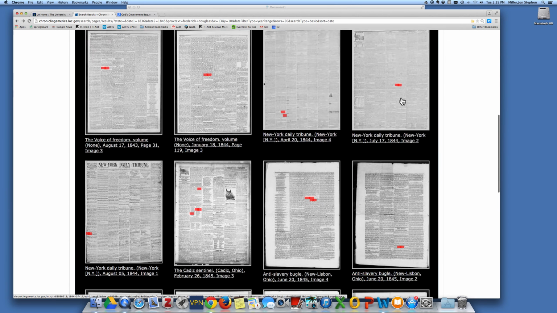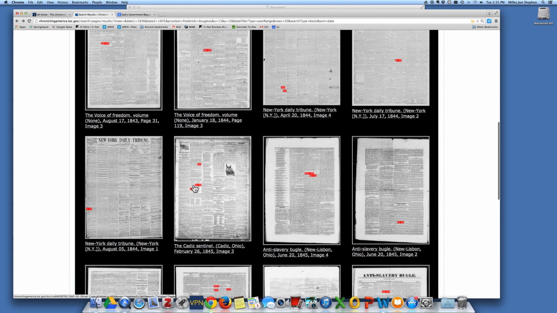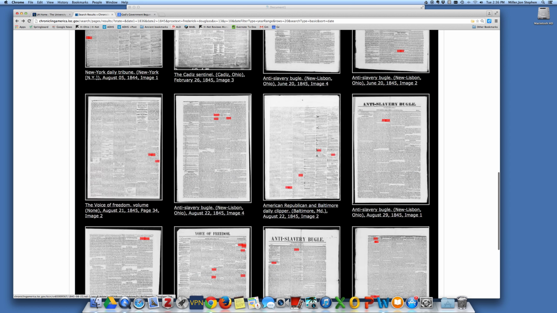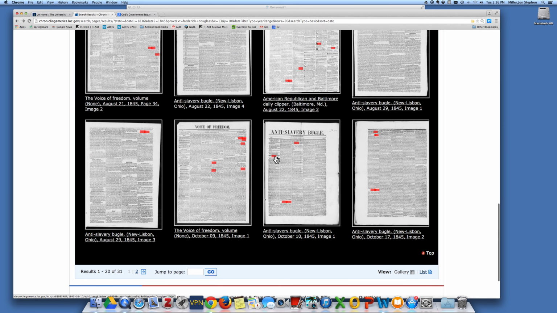What I'm doing right now is browsing, and when you see these little red areas here, it's showing me where on the page Frederick Douglass's name appeared. Okay, so like here's in here. Let's look at this one.